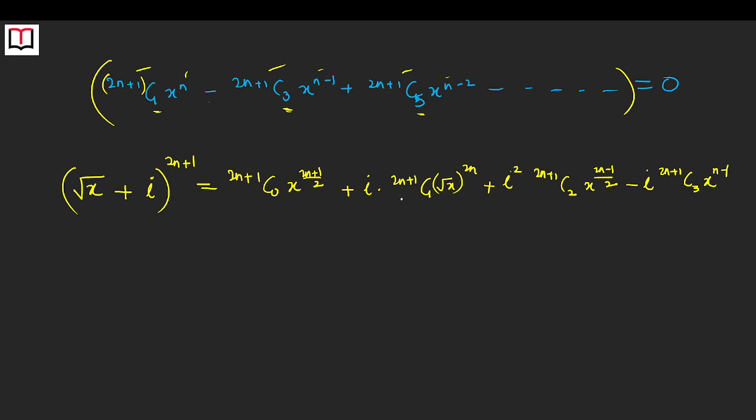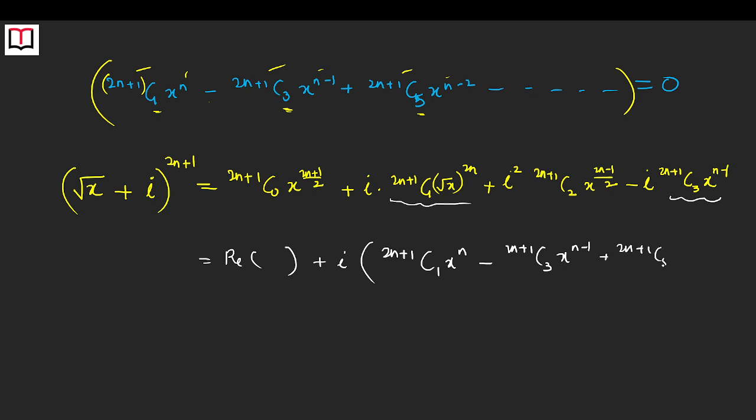The imaginary part of this expansion. So this you can write as some real part plus iota times the series: x raised to the power n, minus 2n plus 1 c3 x raised to the power n minus 1. Next one will be 2n plus 1 c5 x raised to the power n minus 2, and so on. That's what we need. Now it's very simple. We have to just get this imaginary part.